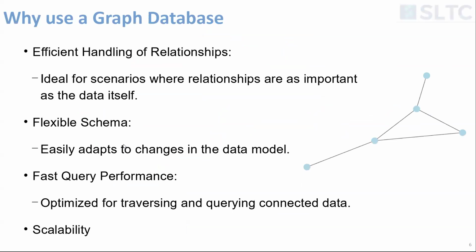So why a graph database? Very efficient when it comes to handling relationships, right? Ideal for scenarios where relationships are as important as the data itself. You might think, are there any places where relationship is not important? Well, yes, there are places where it's not complex. I can't say it's not important, but there are many situations where relationship is complicated, so the 2D way of accessing might not be the way to go.